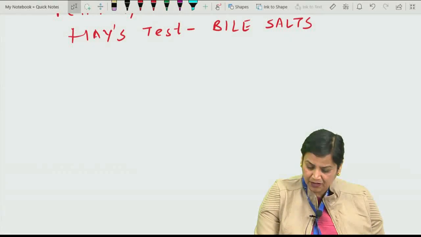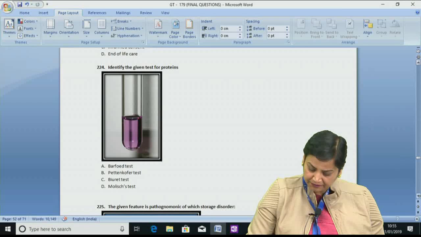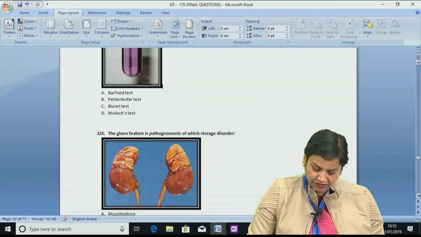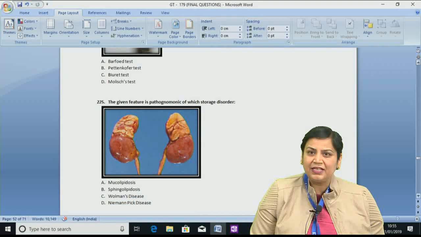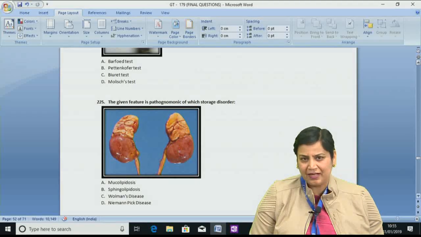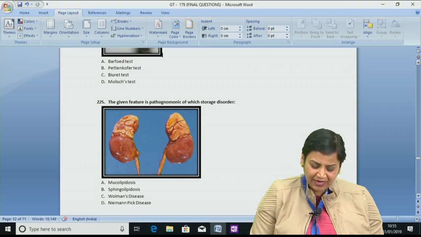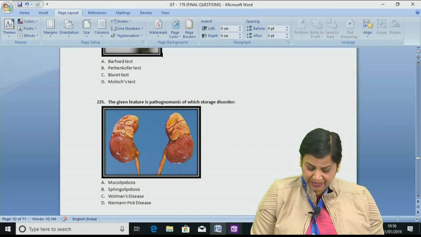Then let's switch over to next question. The given feature is of which storage disorder. Now here you can see very well from the picture only, there is calcification of the adrenal glands. And whenever we see this type of picture, calcification of adrenal glands is wholly solely a picture of Wolman's disease.